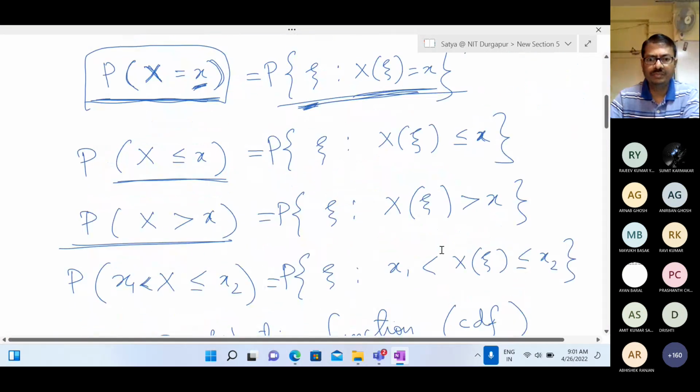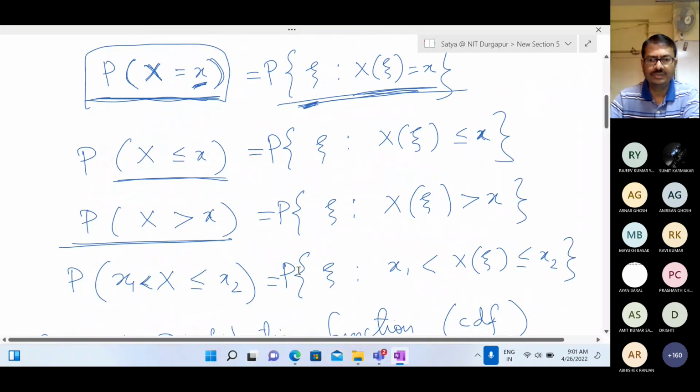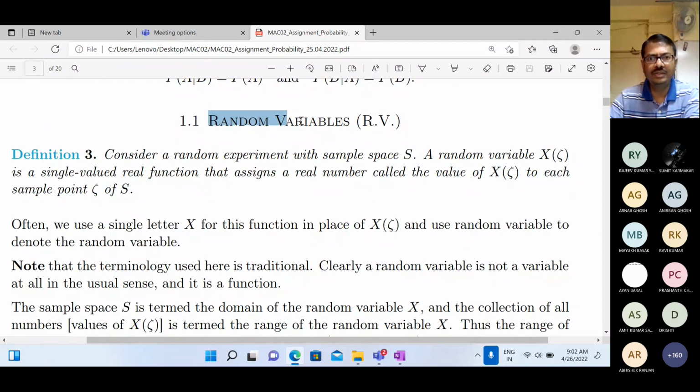Last class, it's better if I show what I have written, since I wrote so many things without showing the written form. Here, we have defined random variable. And I hope you know, consider a random experiment with the sample space S, a random experiment X of zeta.